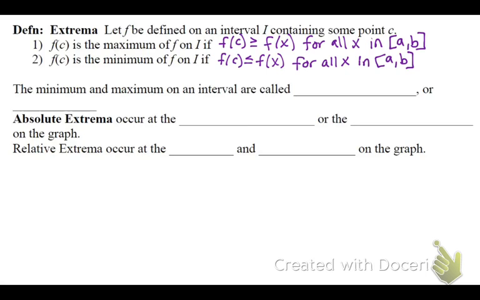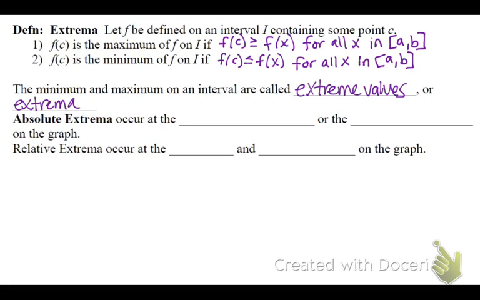So it says the minimum and maximum on the interval are called extreme values, or in other words, we call them extrema. And again, the reason being is because they are the highest or the lowest points on the graph.